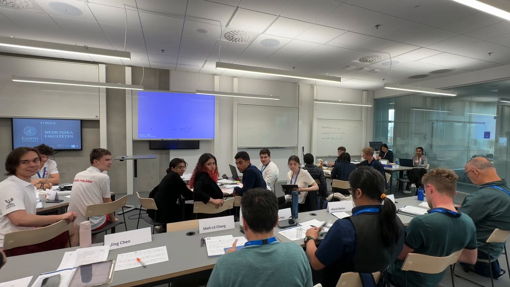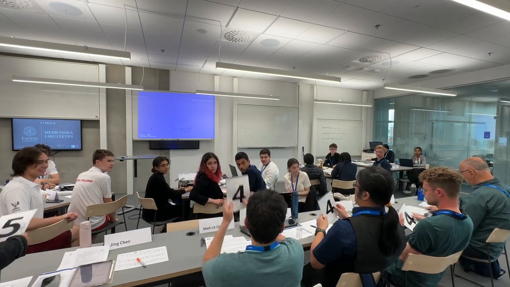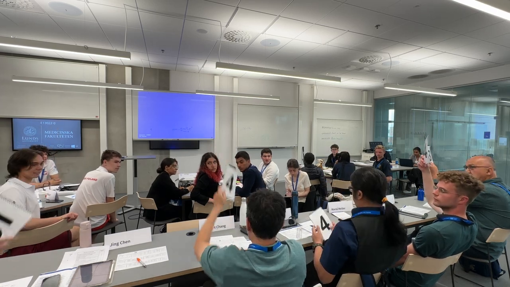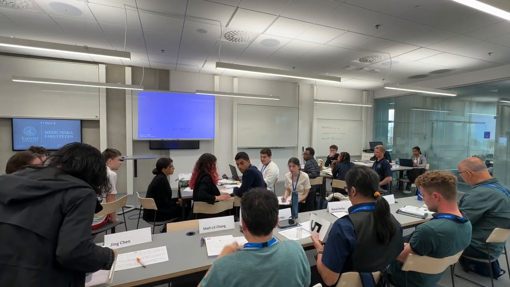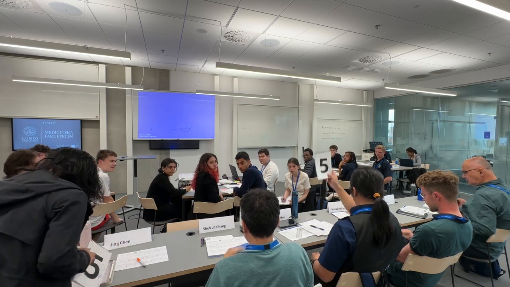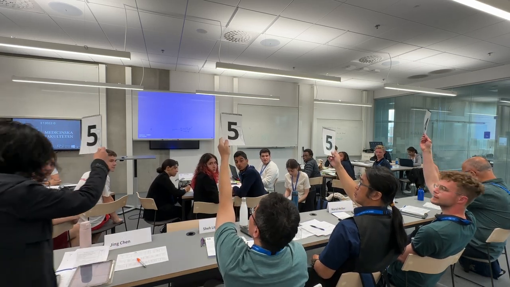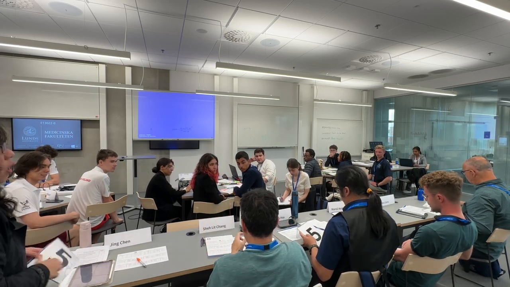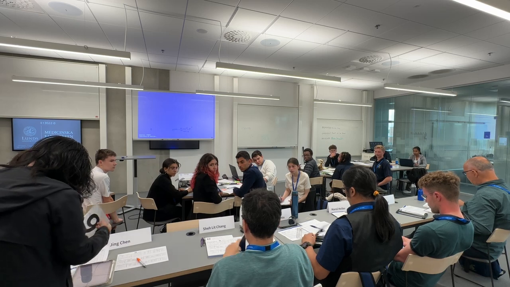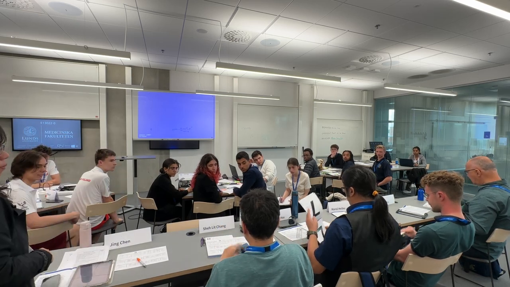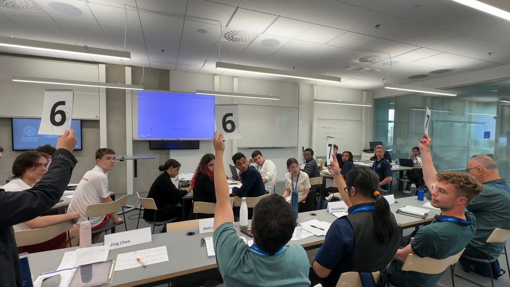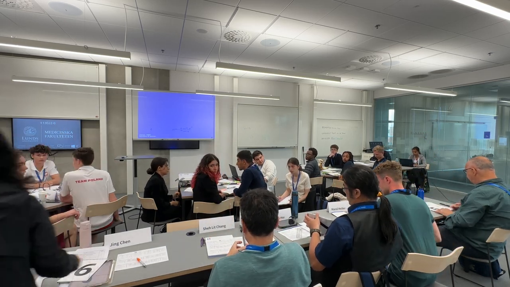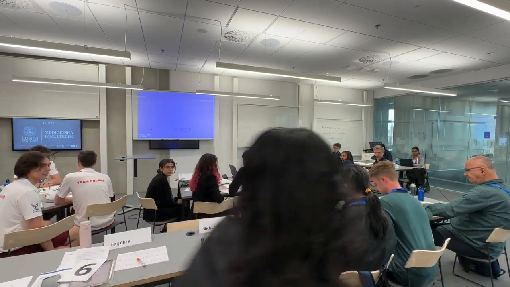The scores for the reporter are 5, 4, 4, 4, and 3. For the opponent, they are 5, 5, 5, 4, and 3. And for the reviewer, it's 6, 6, 7, 7, and 5. Okay, let's give some comments. May I have the first question?